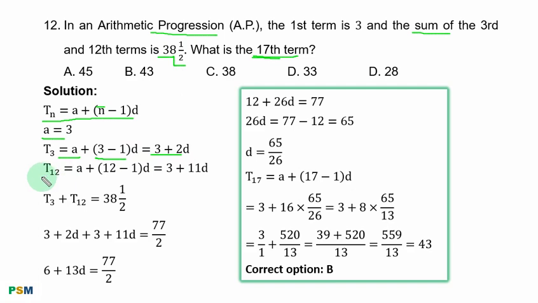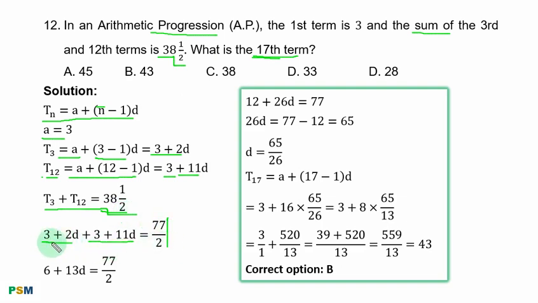Then the 12th term, you replace N by 12 in the nth term formula. The first term is equal to 3, 12 minus 1 is 11 times D. If you add the third and the 12th terms, the sum is equal to 38 whole number 1 over 2. This is the third term plus the 12th term. You convert this fraction to an improper fraction. You have 77 over 2.